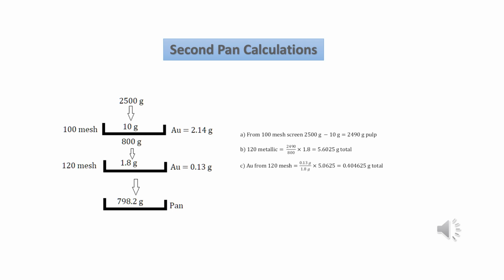Then from that, you can actually estimate the amount of gold that you would have had if you used the full 2,490 grams of pulp. You can do this by taking the analyzed amount that you have, the 0.13 grams of gold, dividing that by the 1.8 grams of metallic, and multiplying by the total metallic of 5.0625. That gives you 0.404625 grams of gold that you would have had on that screen. You need to record that amount of gold.